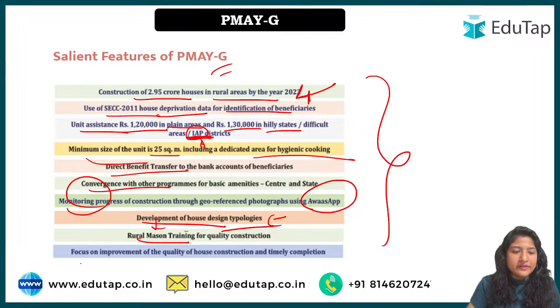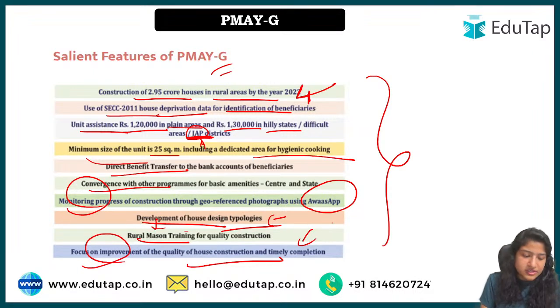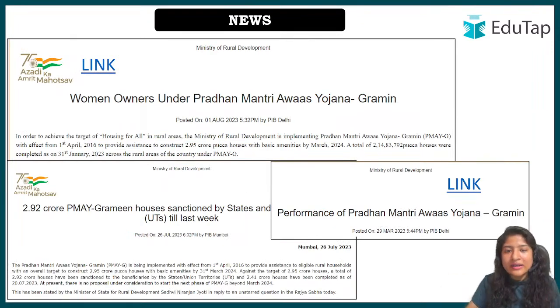Okay, and focus on improvement of quality of house construction and timely completion. These are some of the salient features of this particular scheme. ठीक है, now let's look at it. Women owners under Pradhan Mantri Awas Yojana Gramin.